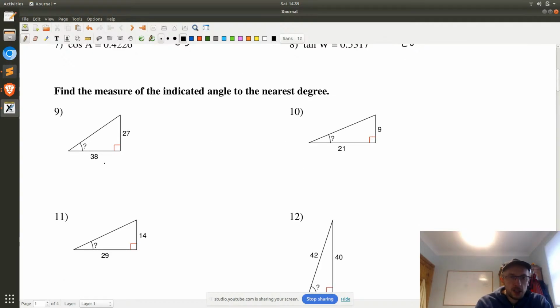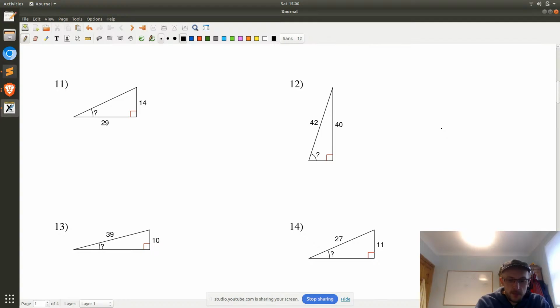Find the measure of the indicated angle to the nearest degree. We have opposite and adjacent, so it'll be arctangent of 27 divided by 38, which to the nearest degree is about 35 degrees. Arctangent as well, opposite over adjacent, so 9 over 21, or a seventh, so 23 degrees. 14 over 29, 26 degrees to the nearest degree.